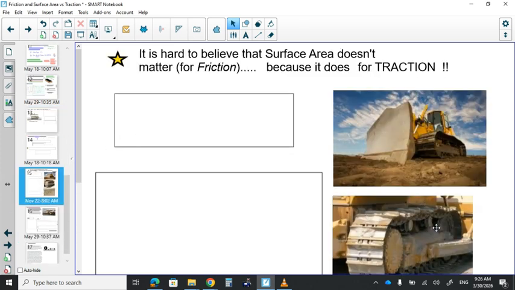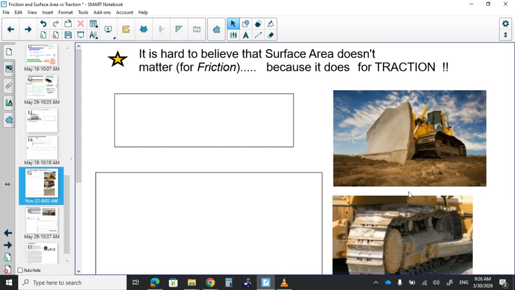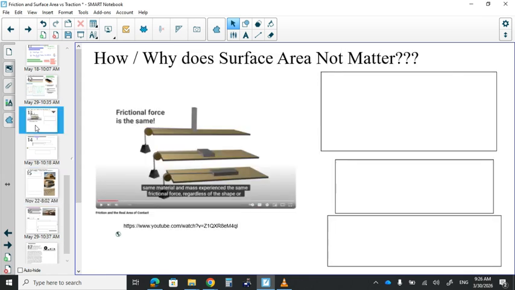So when you have traction and things are digging in, it's different. Before I get to that, though, I want to show you this really good video about why it doesn't matter. So this is friction and the real contact area. I believe it plays with an ad.